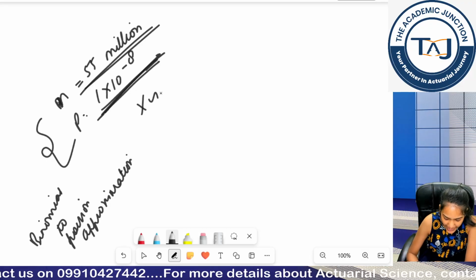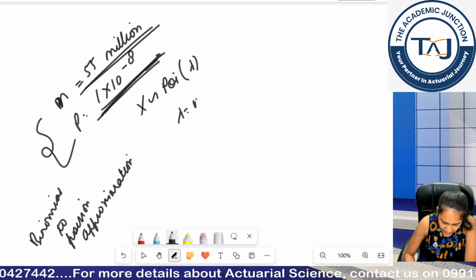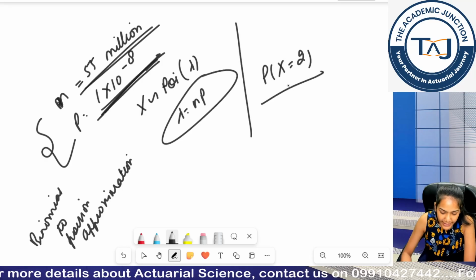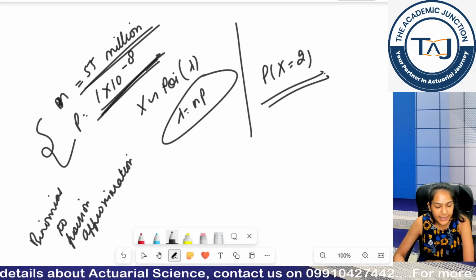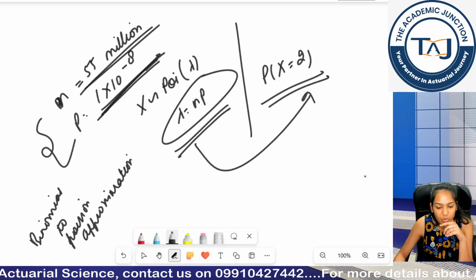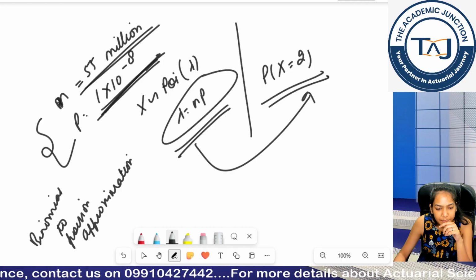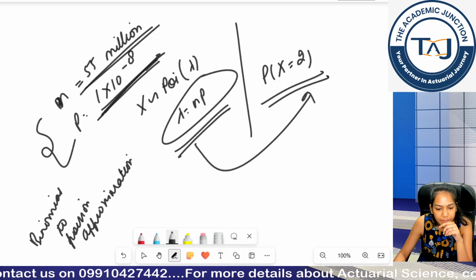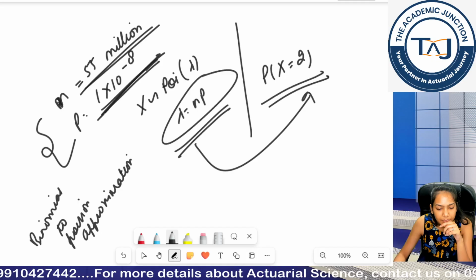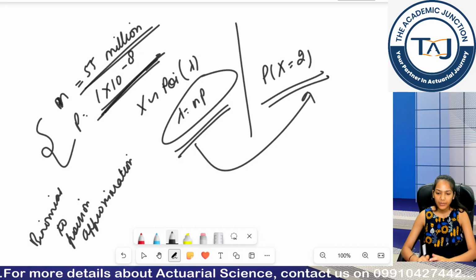So determine your X follows Poisson lambda, where lambda is n into p. Try doing this. I want the probability of exactly 2 deaths. So try approximating, then give me the answer of probability X is equal to 2. Quickly, I am waiting. Quickly, guys.